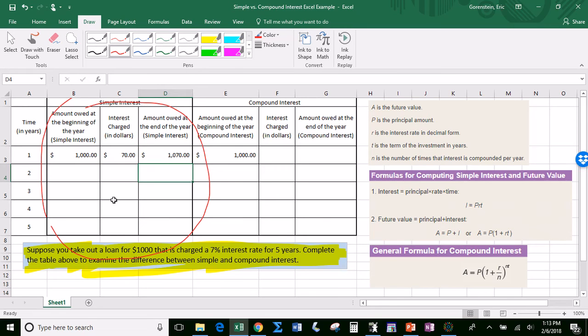Now, with simple interest, by definition, the interest fee is charged only on the original principal amount. So you're only ever charged interest on the initial $1,000. Our amount owed at the beginning of year two should be equal to the amount at the end of year one, which is actually the same point in time. The interest charge each year is the same, 7% of the starting amount, so another $70.